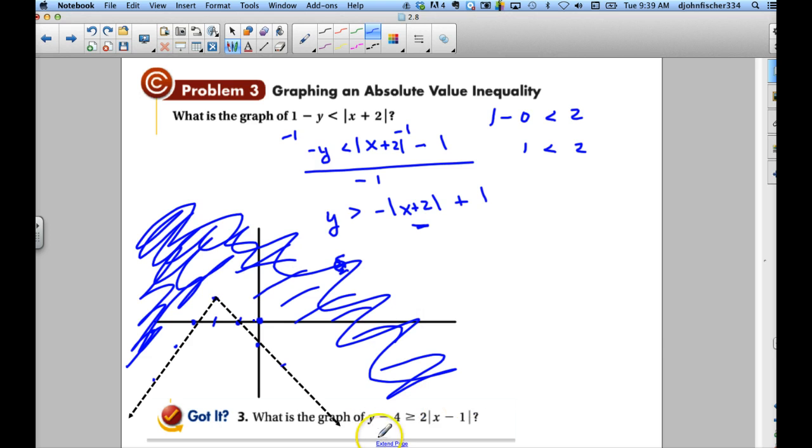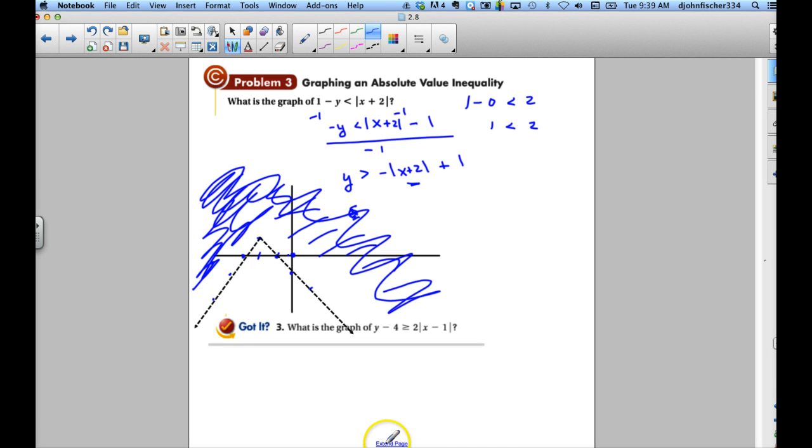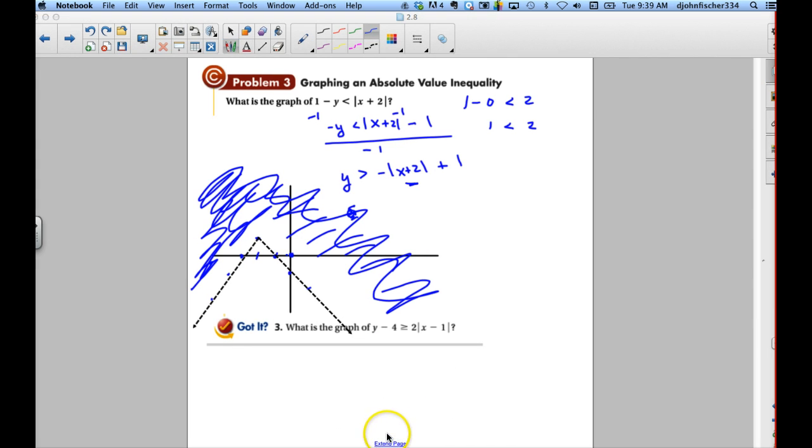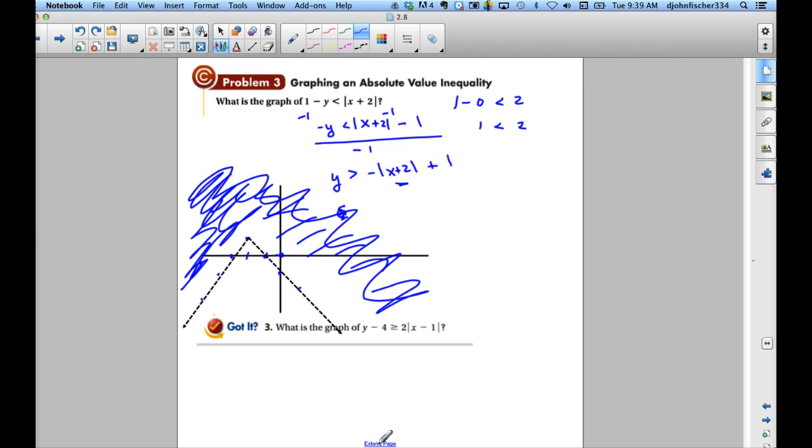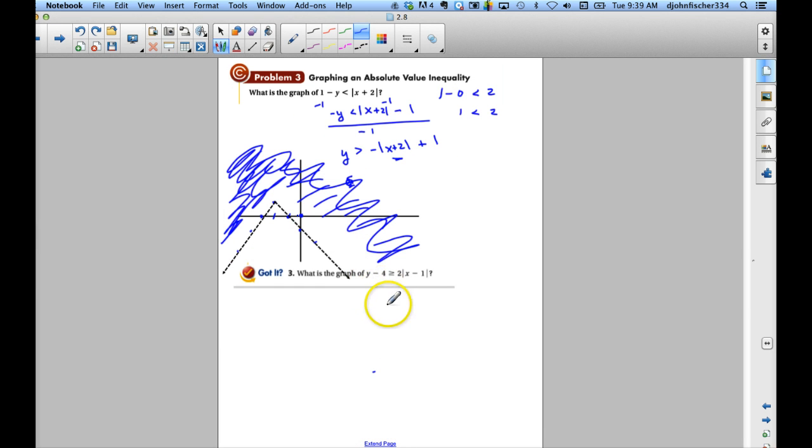Okay, let's try one more. Kind of the same setup. I'm going to add 4 to both sides to get y by itself. So we're going to have y is greater than or equal to 2 times the absolute value of x minus 1, plus 4.